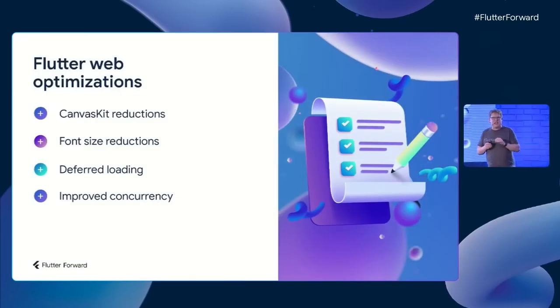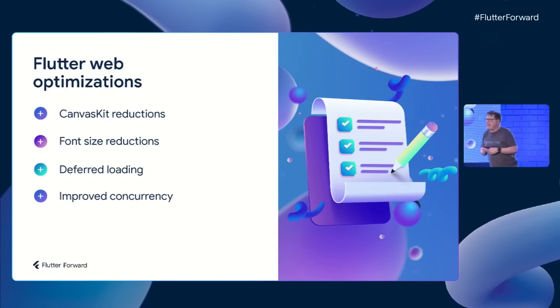So Flutter's web support is still pretty new. And over the last year, we've primarily been focused on making Flutter on the web faster and smaller, so that it starts quickly and gets you where you need to be. We've done improvements to CanvasKit to reduce its size. We've reduced how much work it takes to bring fonts in. We've introduced deferred loading to let you control which things are loaded. And we've improved the concurrency of the loading process.